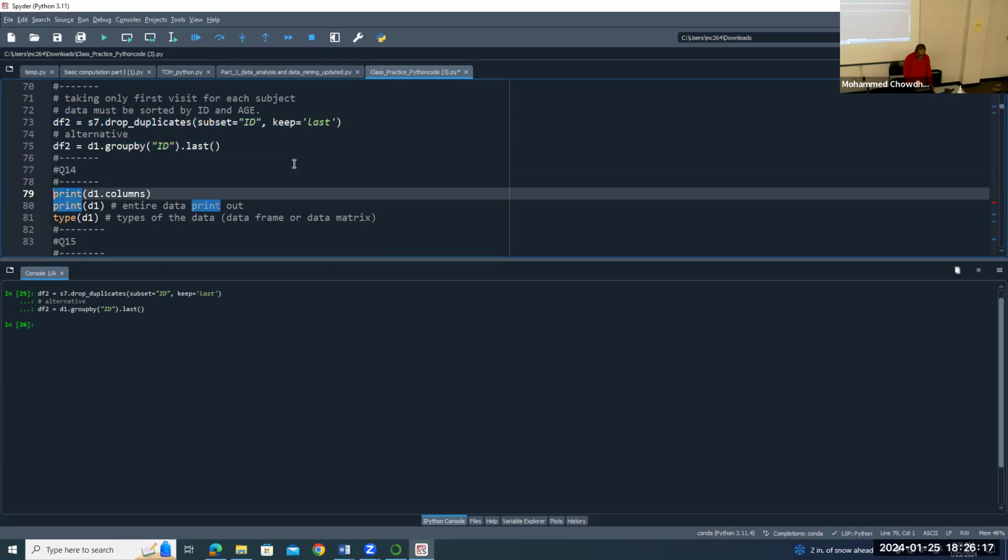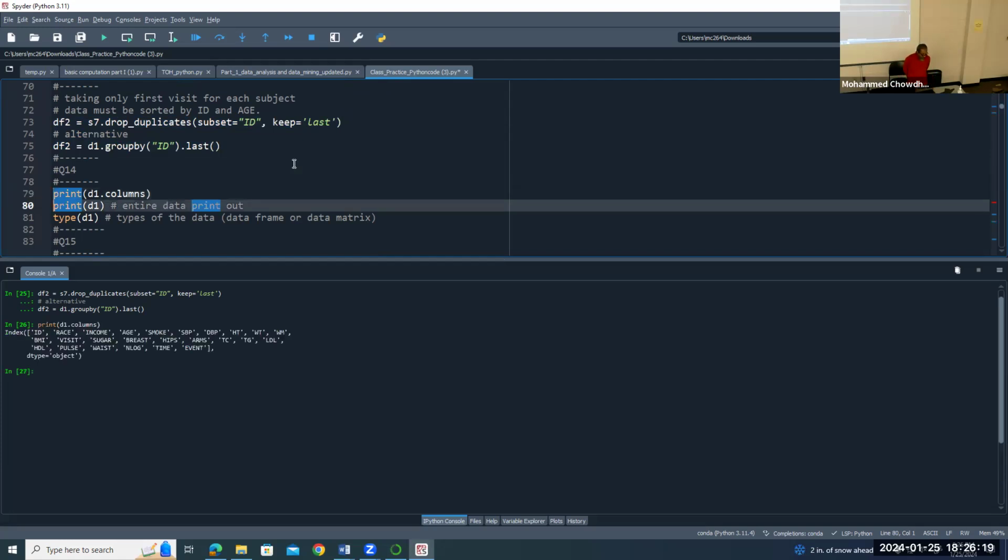How can I find that? D1.columns. My data set has these variable names: ID, race, income, age, smoke, SBP (systolic blood pressure), DBP (diastolic blood pressure), HT (height), WT (weight), WM (waist measurement), body mass index, visits, sugar level, chest measurement, hips, arms, total cholesterol, triglyceride, LDL, HDL, pulse, waist, number of log, time, and event.